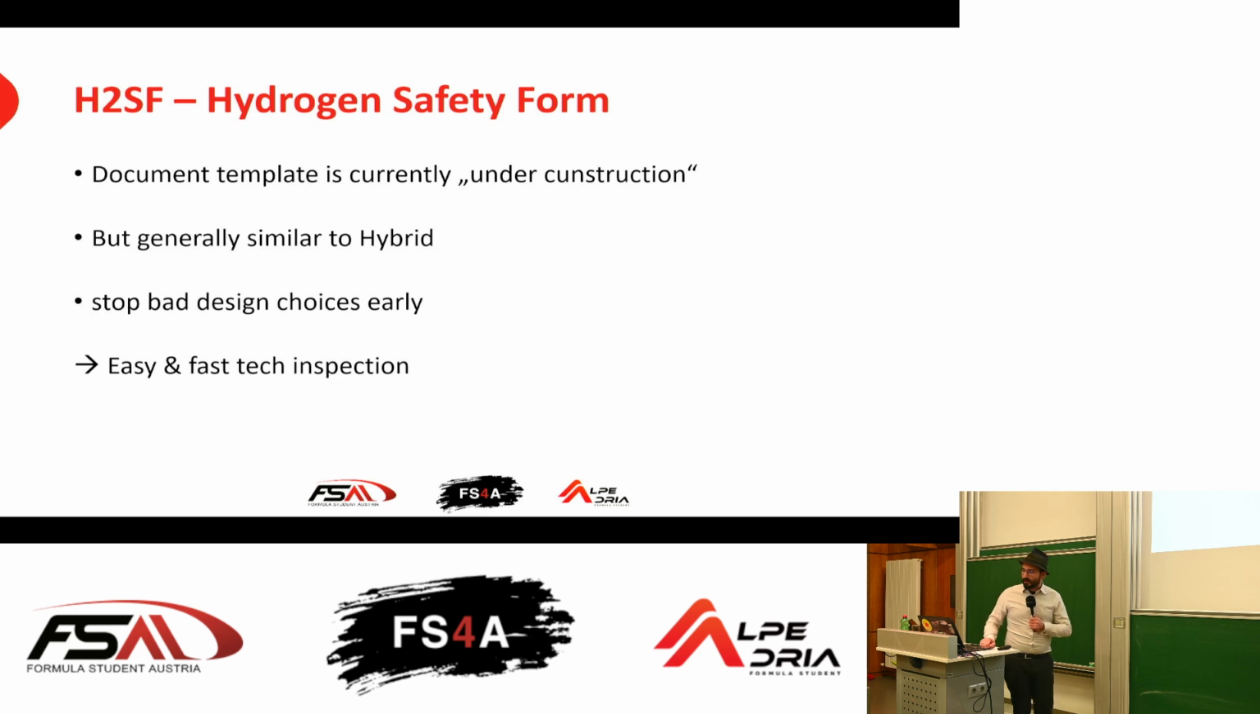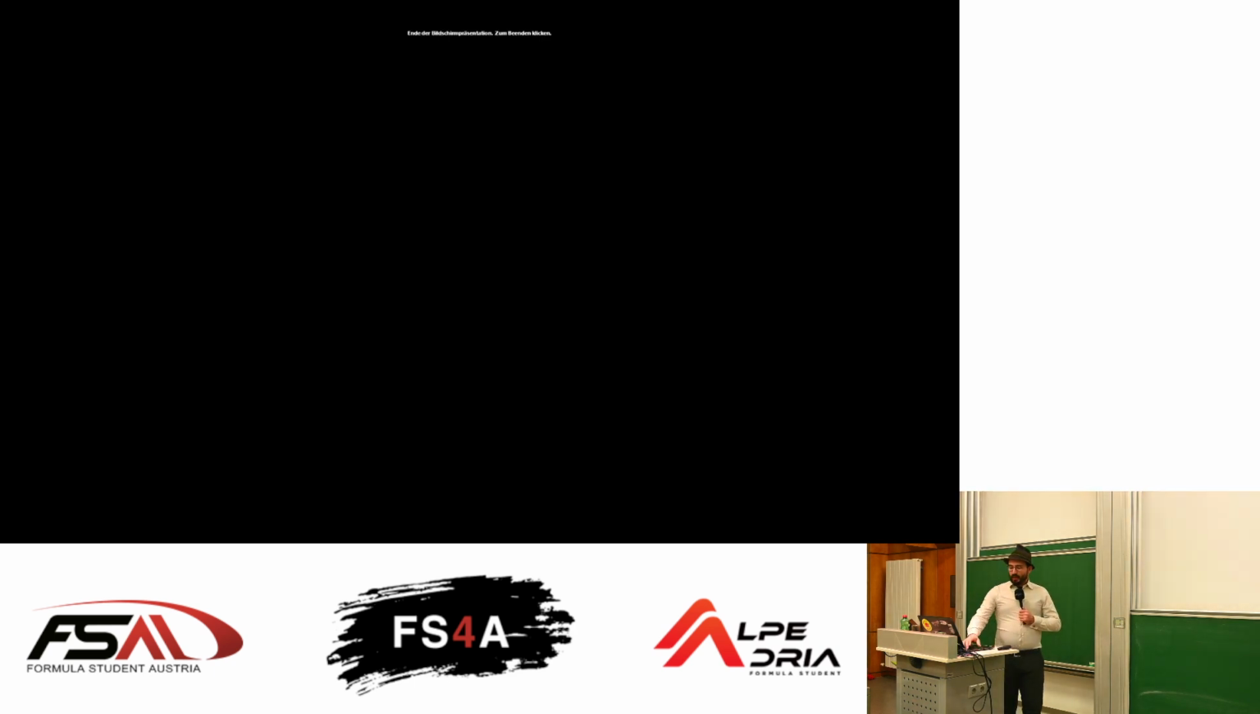And the very same thing is true with regards to your hydrogen safety form. So this is of course going to be a completely new document corresponding to the new hydrogen class. But it is planned to be quite similar to the hybrid one. And again, the goal that we have with this document is to stop very bad design choices early in the process, where it is still possible to change them, and in the end that we have a smooth technical inspection. So this is it now with regards to documents.